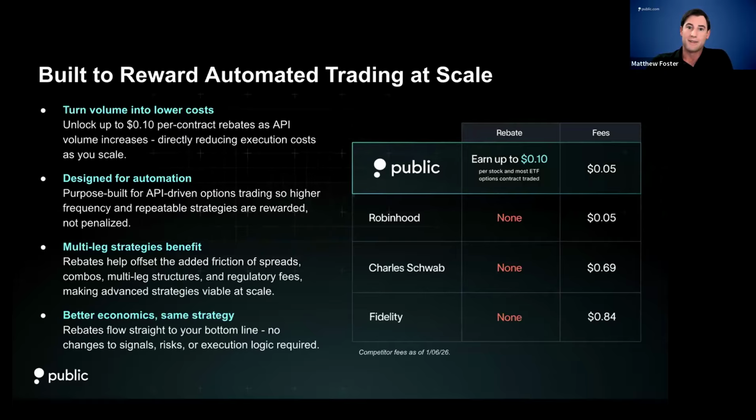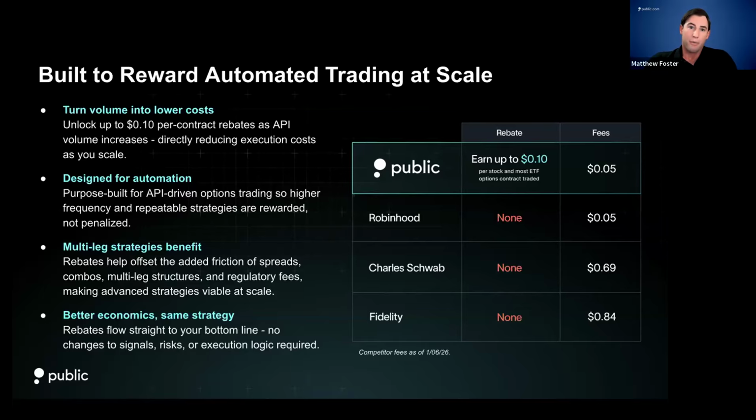So this is designed specifically for automation and repeatable, higher frequency strategies that are used by retail traders. What used to be edge cases really are not the edge case here anymore. Multi-leg strategies benefit in particular because the rebates help offset the additional friction of spreads and combos, and importantly, this really improves the economics without requiring you to change any of your signal, your risk model, or your execution logic.